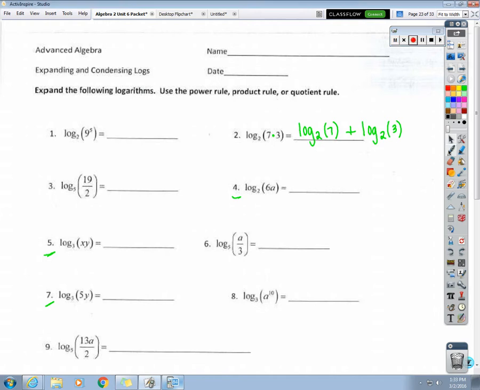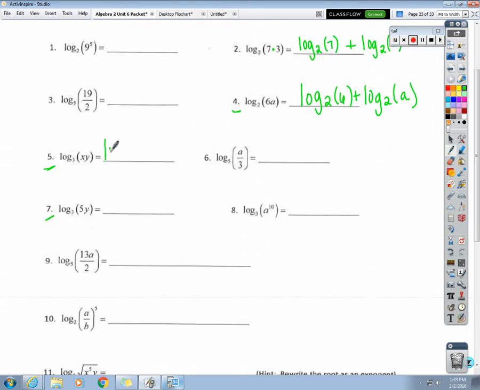Number 4, you should have got log base 2 of 6 plus log base 2 of 8. Number 5, you should have got log base 3 of x plus log base 3 of y. And then number 7, you should have got log base 3 of 5 plus log base 3 of y. Now let's go back to the notes.